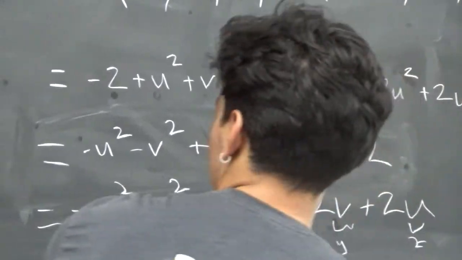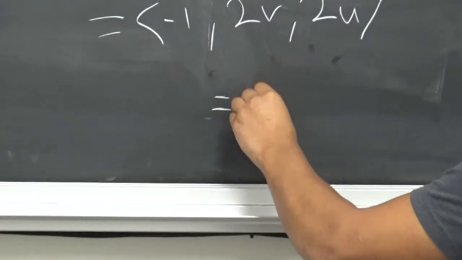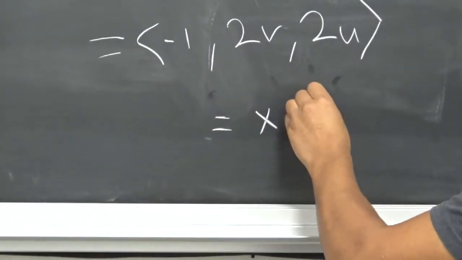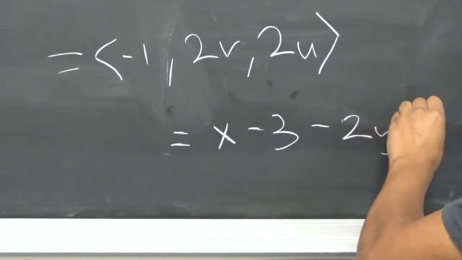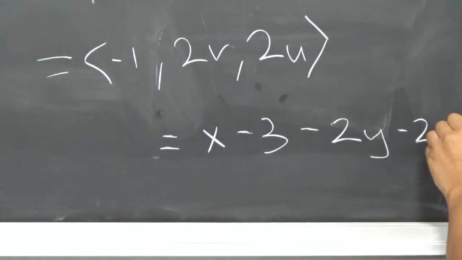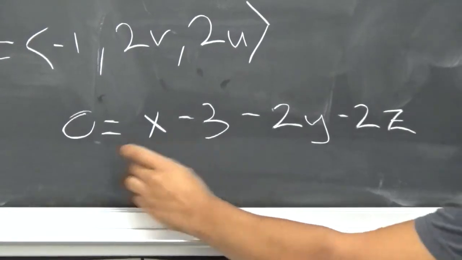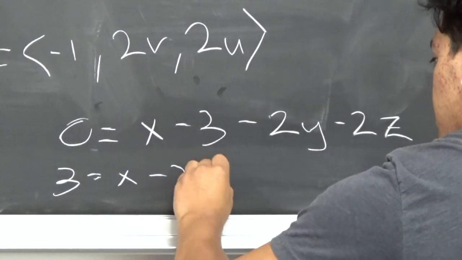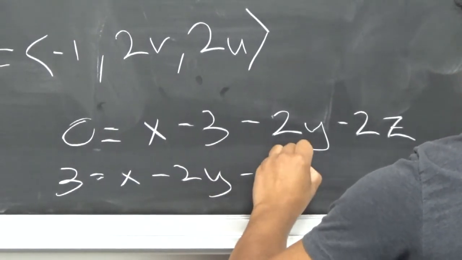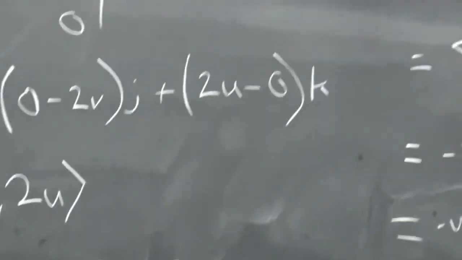So then the final answer will be written out as, it'll be equal to x minus 3 minus 2y minus 2z. And this is all equal to what, 0, right? Yes, it is. And so if you wanted to, you could just bring this 3 out here, and this will be your equation for your tangent plane at this point, -1, -1, -1, for this vector function.